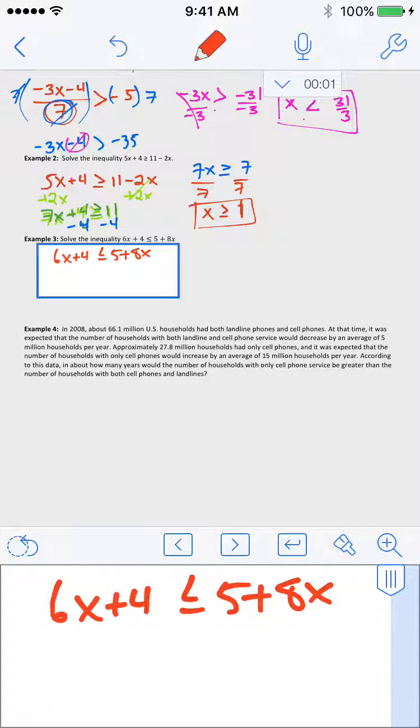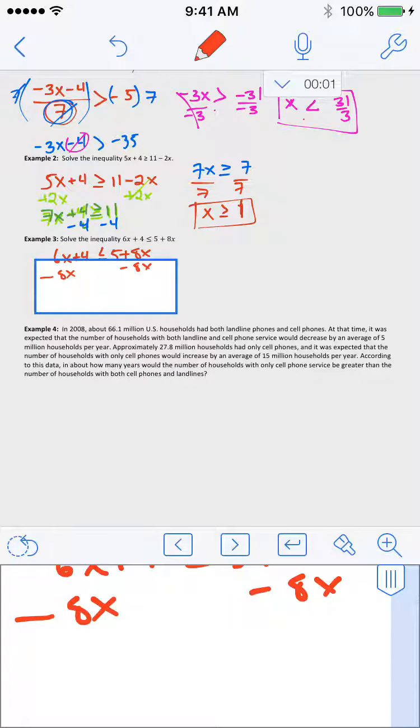Maybe you went from the right to the left, and maybe you want to go the other way. Maybe you want to subtract the 6x. I'm actually going to subtract the 8x. Why? Because life is cool like that. And America's cool like that. I'm free to choose what I want to do.